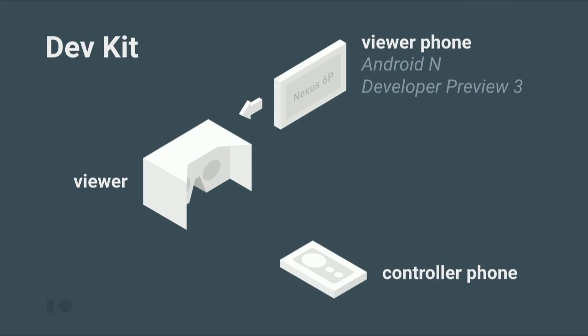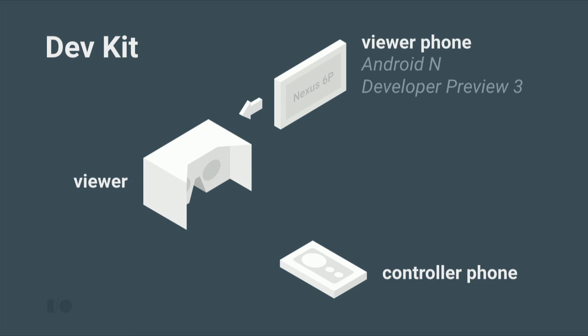The controllers are going to be available later on in the year. But if you want to start developing right now, you can. All you have to do is assemble your own dev kit. And your dev kit consists of a viewer. You'll also need a Nexus 6P as a phone. And you'll need to install the Android N Developer Preview 3 on that phone.